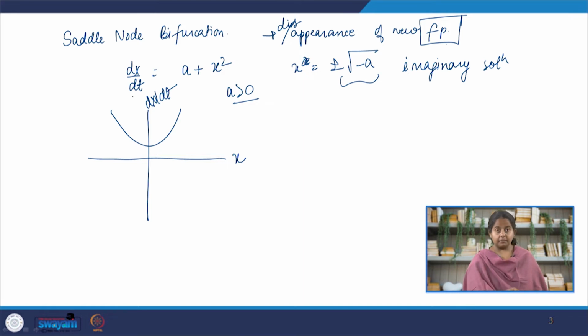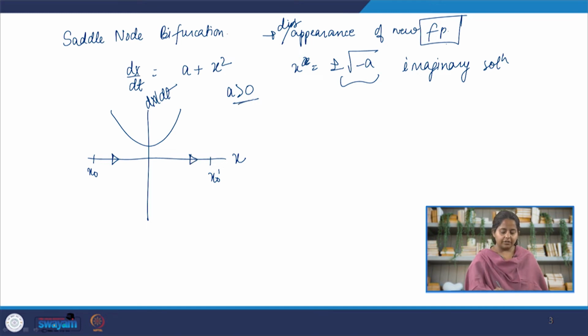Also notice that dx/dt is always positive, which means that no matter where I am starting from, let us say my initial x naught is negative, since dx/dt is positive, the flow will be towards right. If my initial x naught is positive, since dx/dt is positive, the flow will still be towards right.